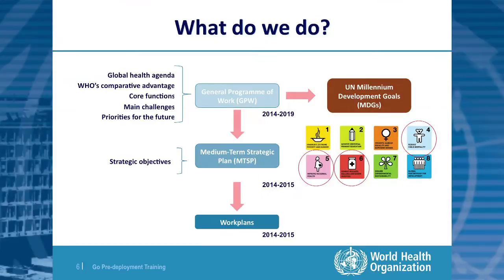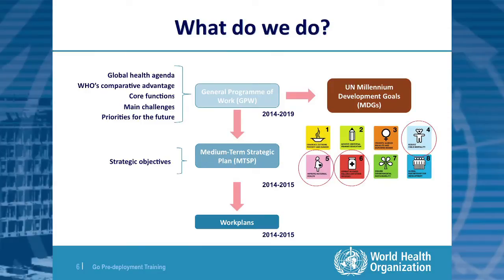So there is the global health agenda and WHO's comparative advantage. We lay these over one another. We look at the core functions. We look at addressing the main challenges in the world. And we look at priorities going forward into the future. And we actually craft this, massage this into a general program of work, which we call a GPW. This is one of the acronyms you'll hear in WHO. These feed into other international agreements and commitments like the UN Millennium Development Goals.